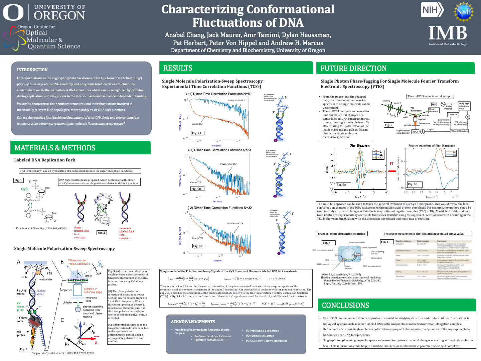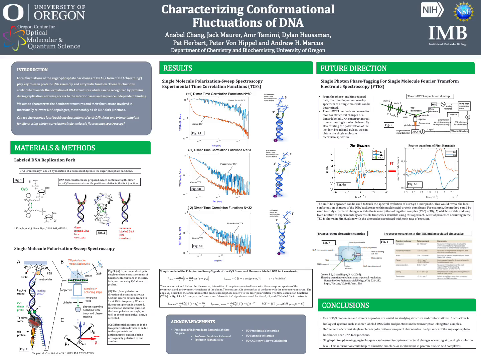Hi, my name is Anabel Chang, and I'm in the Marcus Lab, where I'm involved in a project where we are characterizing conformational fluctuations of DNA. Local fluctuations of the sugar phosphate backbones of DNA are a form of something called DNA breathing, and these fluctuations play an important role in protein DNA assembly and enzymatic function. These fluctuations contribute towards the formation of DNA structures, which can be recognized by proteins during DNA replication, which allows proteins access to the interior bases, and it also allows sequence-independent binding.